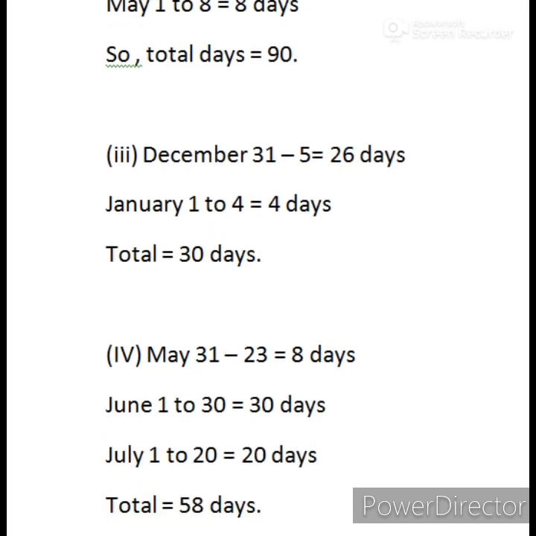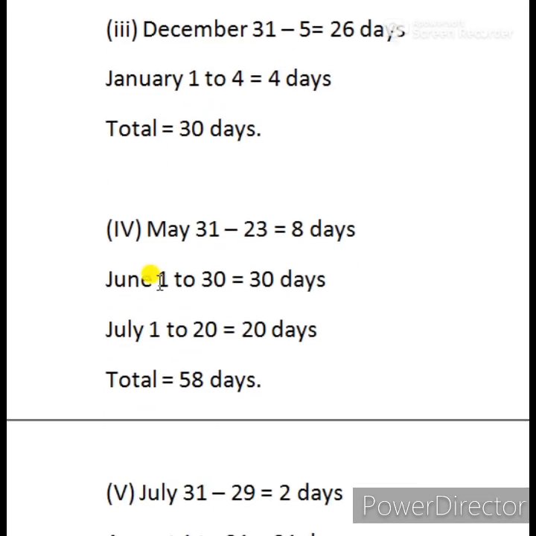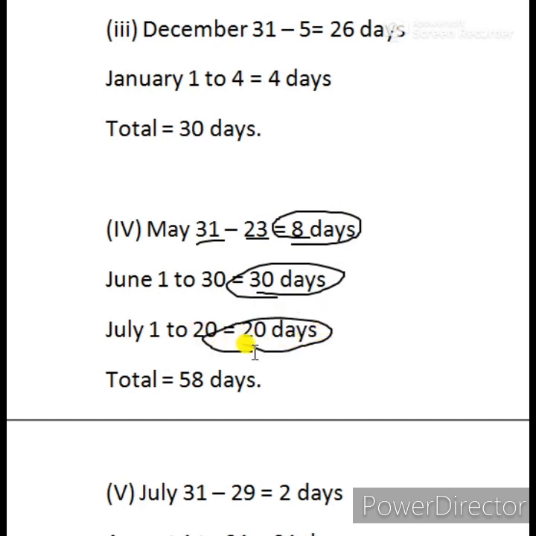Now our fourth question is May 23 to July 20. May month, we know that there are 31 days. Here the date given is 23. We have to subtract 23 days from the May month. That means 31 minus 23. From May we will get 8 days. Now June, we know that there are 30 days. So June full 30 days, and July we have to take up to 20, that means 1 to 20. So July month 20 days.